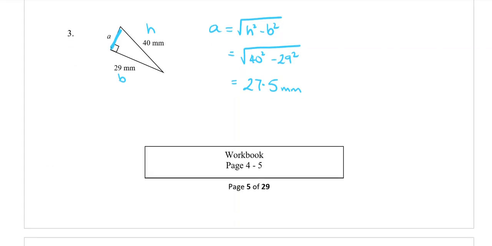Okay, so we want to practice a few of those questions in your workbook, page 4 to 5.